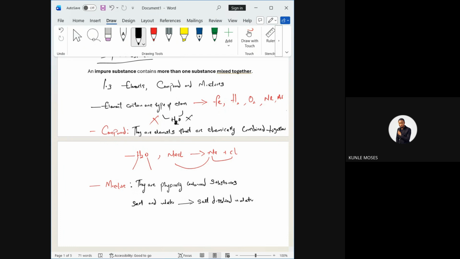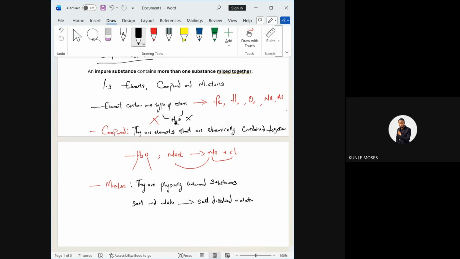Here, like I said, sand and water, soil, tea, and so many other things. In fact, some foods are mixtures, like milk. So anything that is physically combined together that can be separated is a mixture. Are we together? All right.